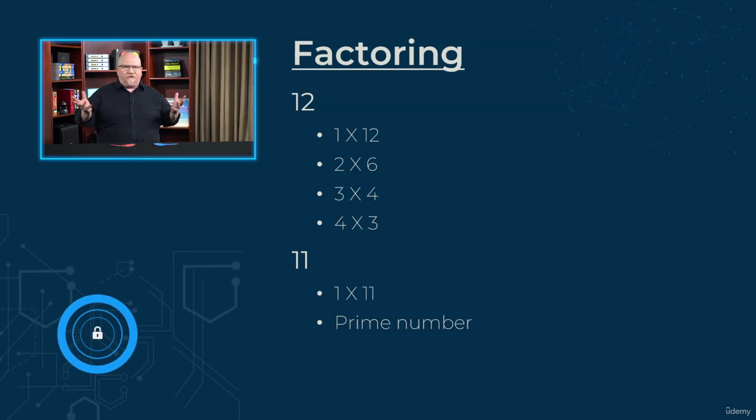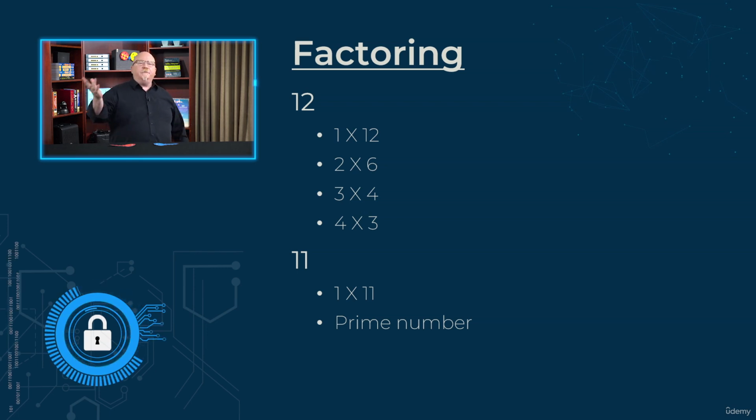So when I talk about factoring, let's use, I don't know, the number 12. If we take a look at the number 12, what numbers can we multiply together to make 12? So I could do 1 times 12, I could do 2 times 6, I could do 3 times 4, I could do 4 times 3, right? All of these different ways I can make 12.